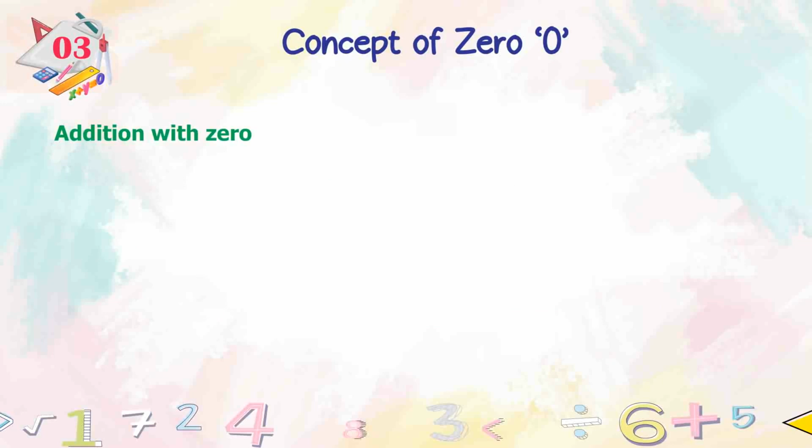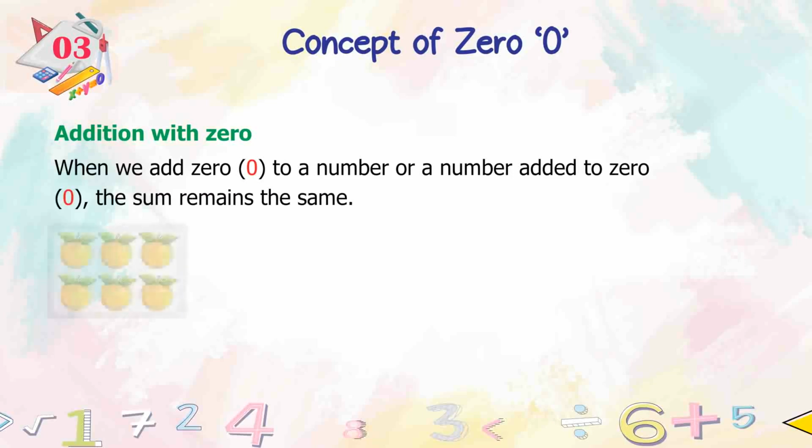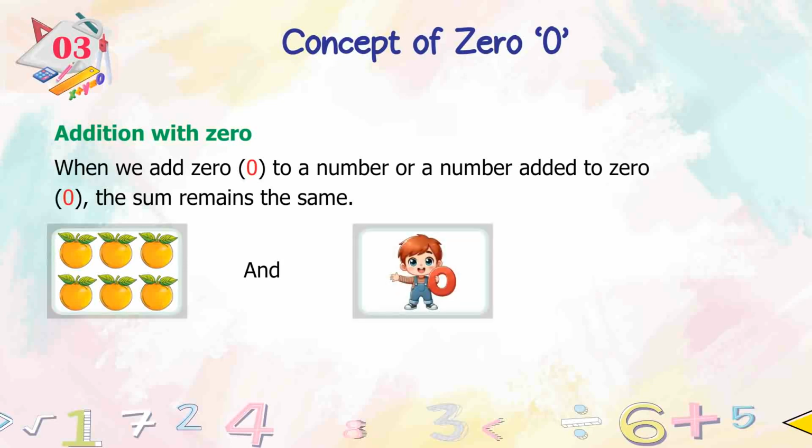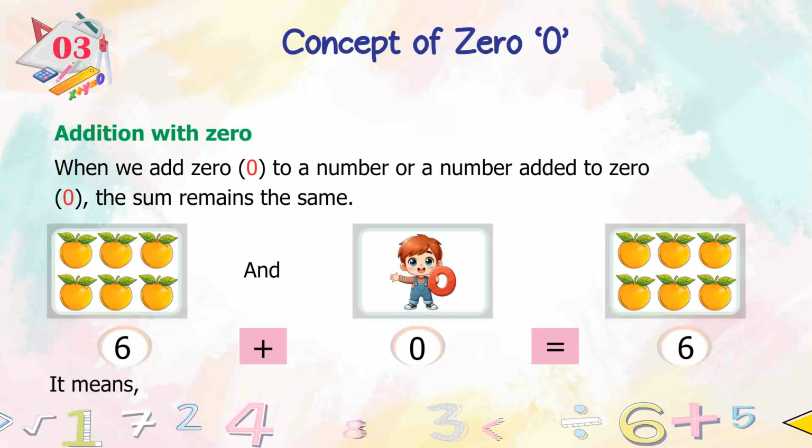Addition with 0. When we add 0 to a number or a number is added to 0, the sum remains the same. 6 and 0 is equal to 6. 6 plus 0 is equal to 6. It means 0 has no value in addition.